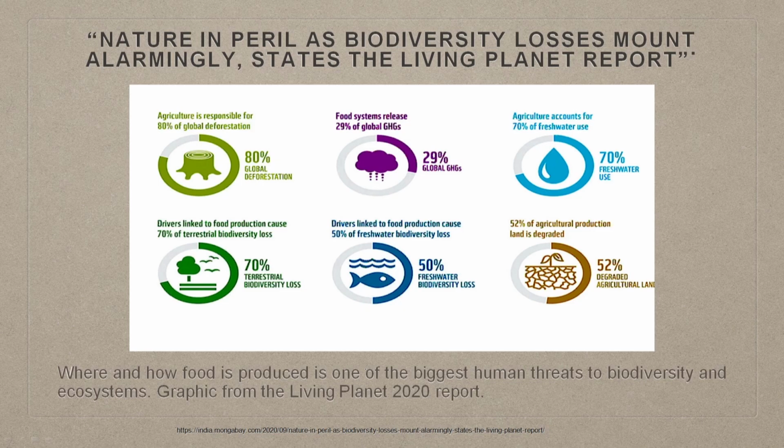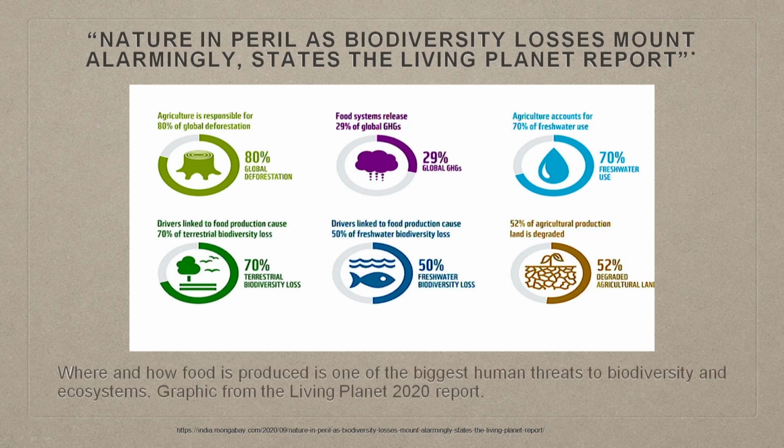Now, I will move on to the next slide, where if we look at the current status of the world, you have some alarming pictures. Agriculture is responsible for 80% of deforestation. This is a global picture. Now, the food system releases 29% of global GHGs. Agriculture accounts for 70% of fresh water use. So, that means only 30% of fresh water is left for other consumption.